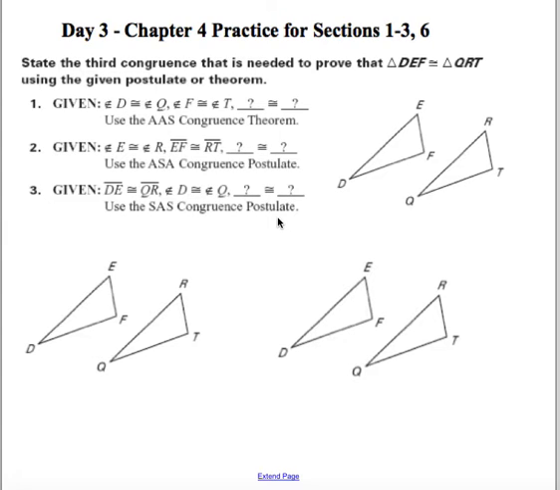sometimes we do not give you any pictures at all, and I highly suggest you always draw a picture for these problems of the two triangles before you can tell what is the reason you're using or what is the missing piece that you need. So please, get in the habit of drawing a picture even if one's not provided.